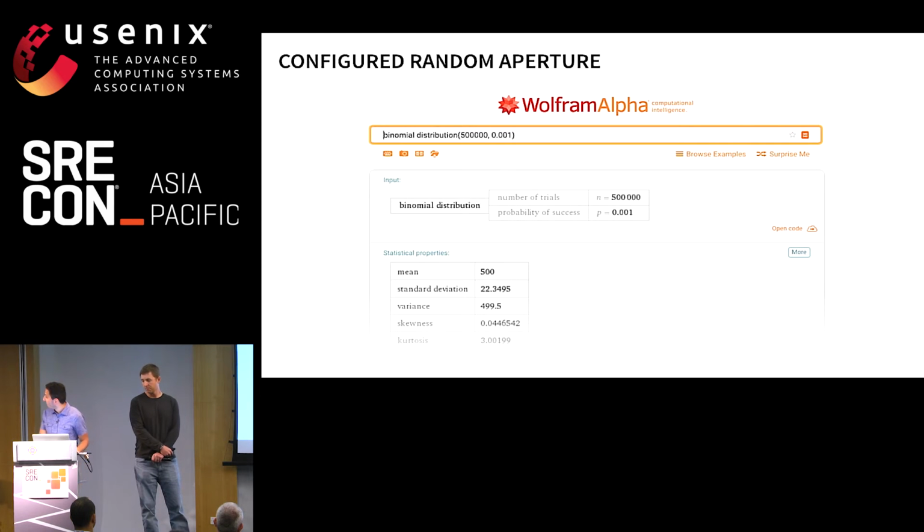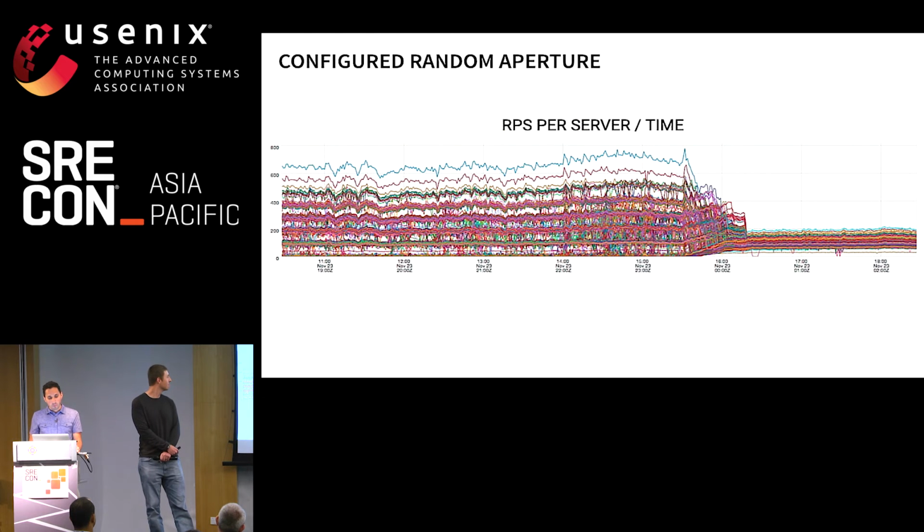So armed with this knowledge, we decided it would be a good idea to tell our service owners and operators to start plugging into Wolfram Alpha and configure their random apertures. And in retrospect, this was a terrible idea. And not because it doesn't work. Here's that same service going from vanilla random aperture to a well-configured random aperture. And what we see here is much better load concentration. We still have a wider band than vanilla P2C.